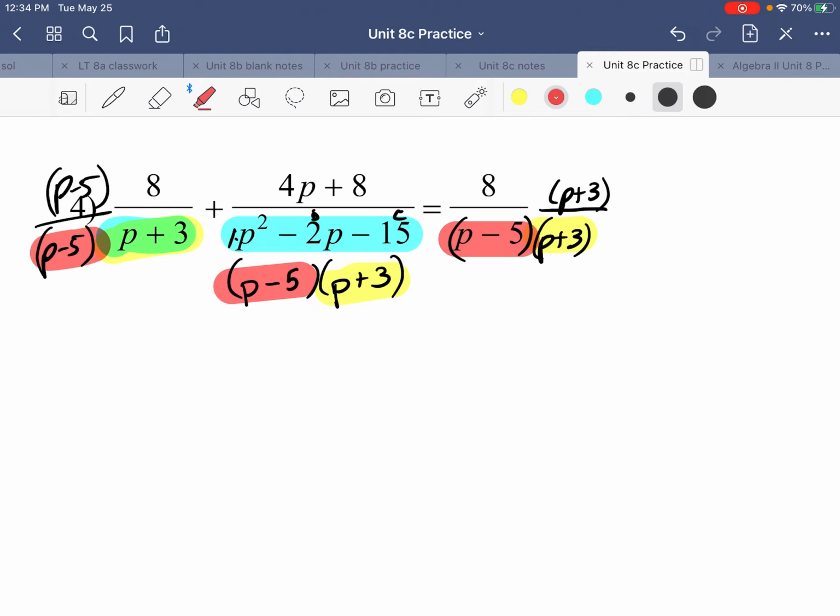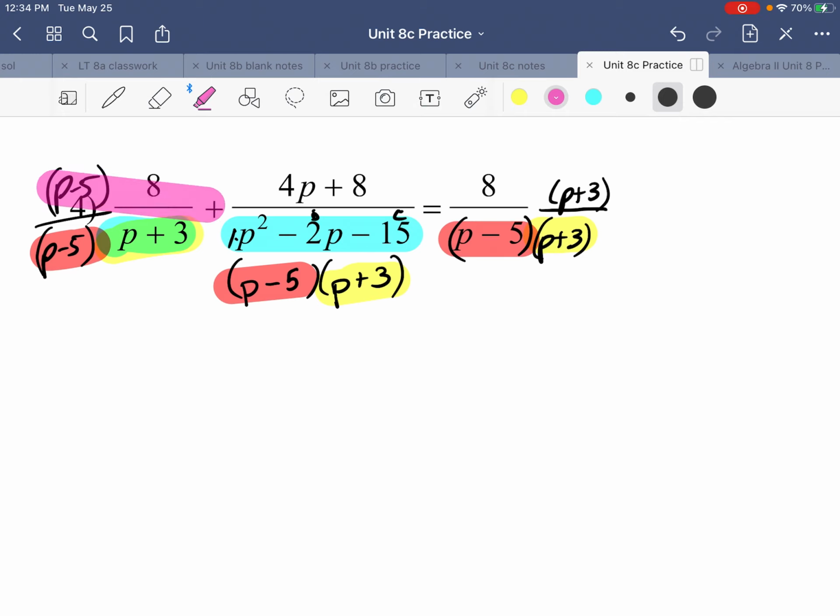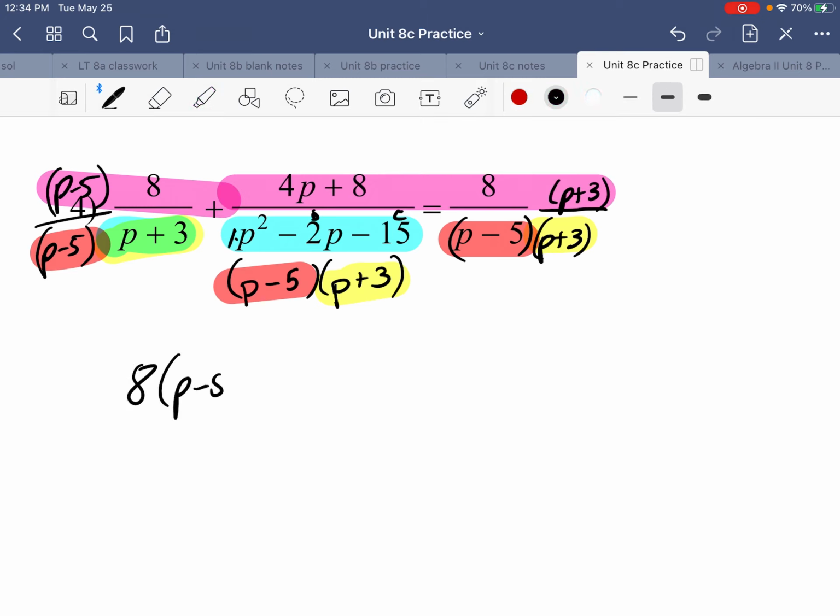All right, so if we can make some sense of what's going on here, let's look at our numerator. We have p minus 5 times 8 plus 4p plus 8 equals 8 times p plus 3. So 8 times p minus 5, by the commutative property of multiplication, I switch those around. 4p plus 8, you're more than welcome to put that in parentheses, but we're adding 4p plus 8, so distributing the plus doesn't really make sense. 8 times p plus 3.